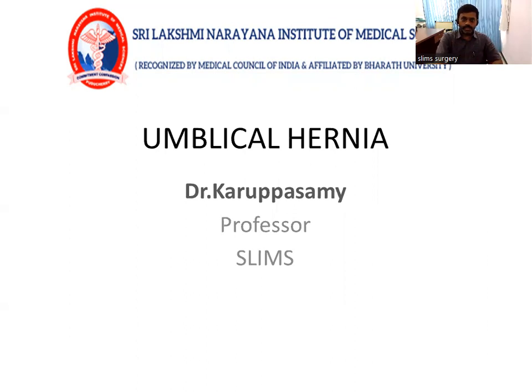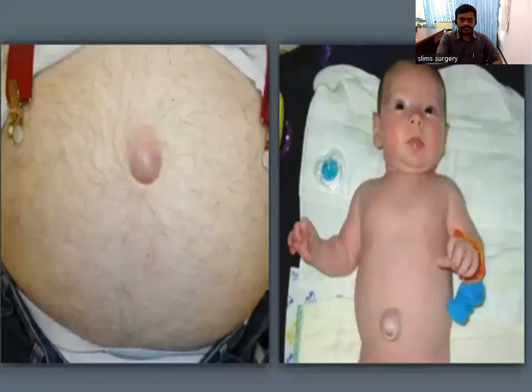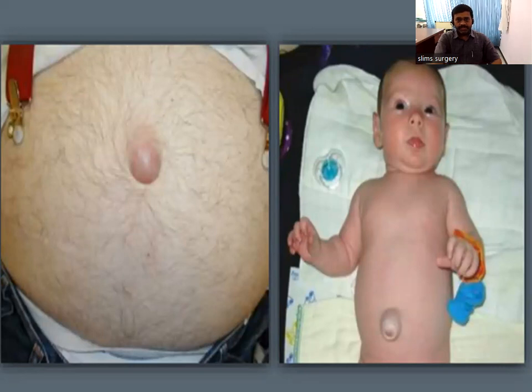Today we'll see about umbilical hernia. So this is a case of umbilical hernia. In the pediatric age group, umbilical hernia is very common, and in adults, paraumbilical hernia is very common. So the basic difference between these two is that in umbilical hernia, the swelling will arise from the umbilicus, and in adults, it will arise adjacent to the umbilical area, that is the periumbilical region. That is in the lateral aspect or medial aspect or superior or inferior aspect of the umbilicus.